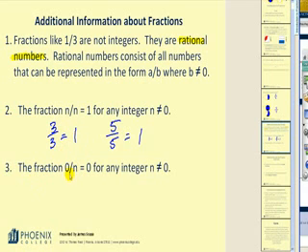Number 3, the fraction 0 over n is equal to 0 for any integer n not equal to 0. Again, that's fairly logical. If I have 3 pieces but I consider 0 of them, of course that would be 0. One thing I'd like to point out here, a fraction bar is another way to write division. So 0/3 represents the same thing as 0 divided by 3, which again, of course, is 0. This idea, again, will come up soon.